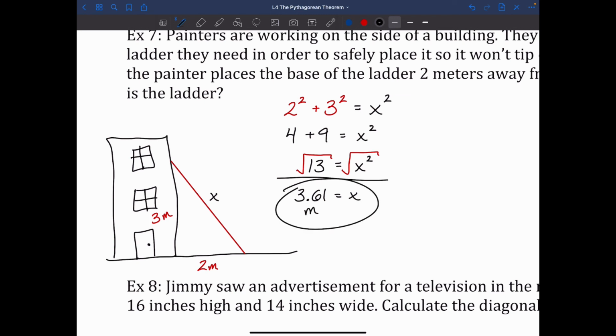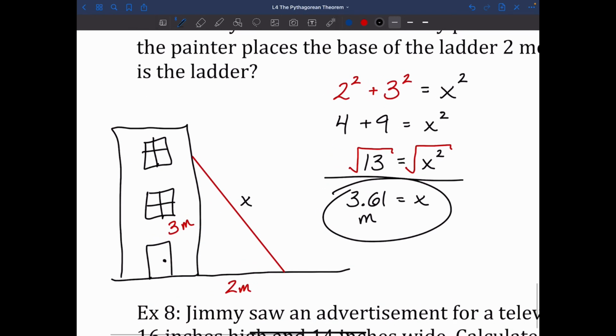So hopefully this doesn't seem so bad. Word problems are very wordy as they come, but at the end of the day, we just drew ourselves a diagram. We have this ladder leaning up against this wall. We labeled the information they told us, and then it was a Pythagorean theorem problem. Not too bad. Again, I'm going to leave number 8 to you as well.